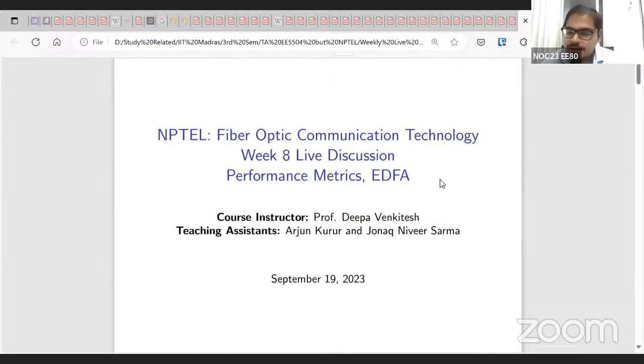Even though this week was a little heavy on theory, and these are probably the most important parts for link design, the assignment itself is not that difficult. All of the questions are based on receiver sensitivity and one section on EDFA. So I hope as far as the assignment goes, there is not much trouble, but we will quickly go through the concepts that were covered in the week's content.